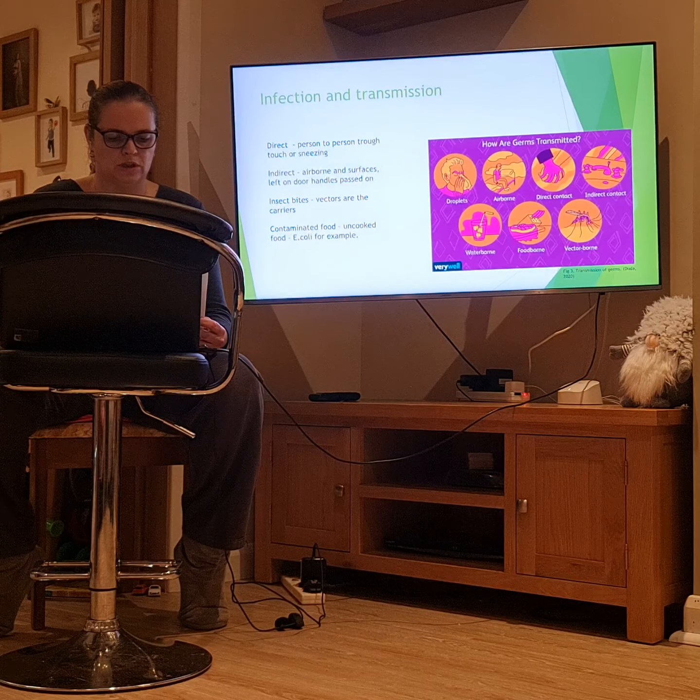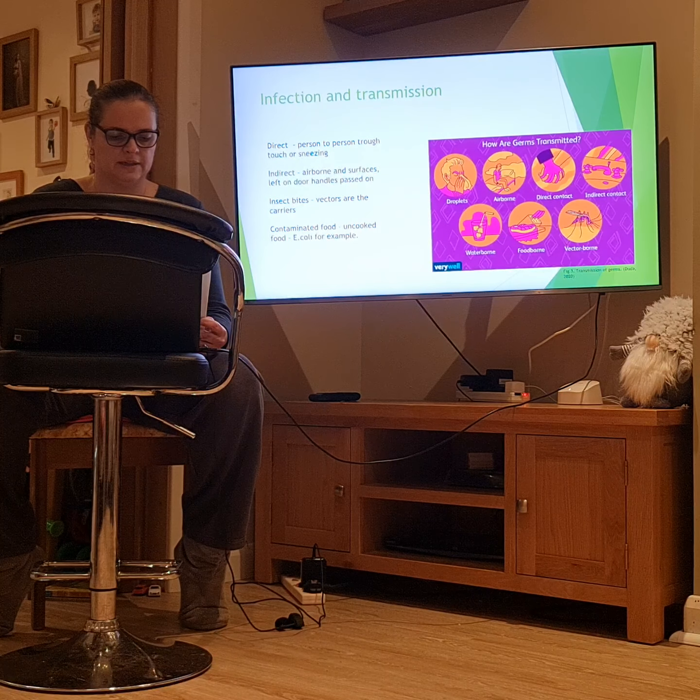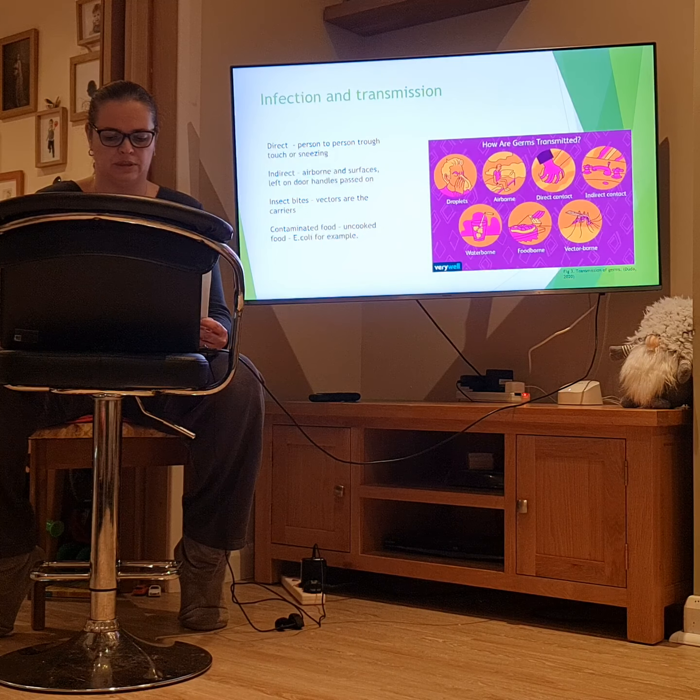Insect bites also transmit infection via carriers known as vectors. Ticks and mosquitoes are well known for this. Contaminated food can transfer E. coli via uncooked food and unwashed salads, for example, and this can make a person feel very unwell.